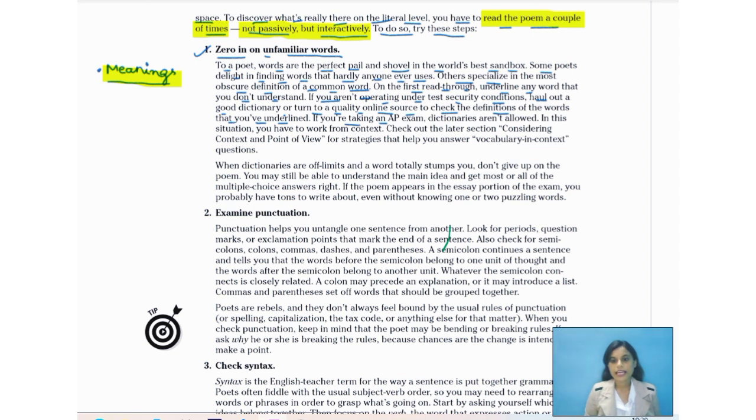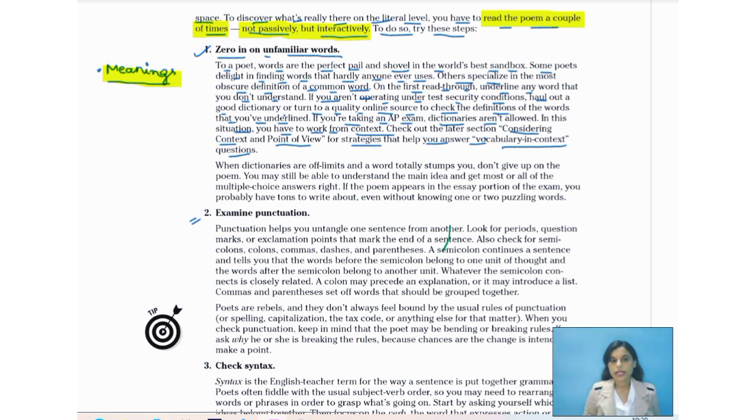If you are taking an AP exam, dictionaries aren't allowed. So whoever is planning to give this AP exam, you will know that dictionaries aren't allowed over here. So in this situation, you have to work from context. Later in this section, you will understand the next step that you should be following. Consider context and point of view, strategies that help you answer vocabulary in context questions.